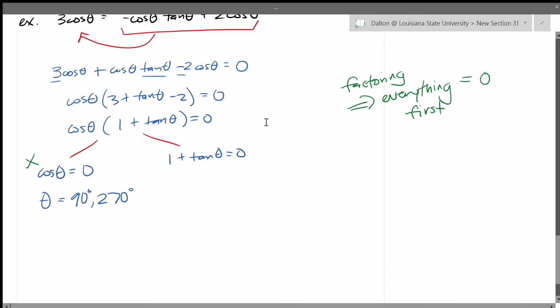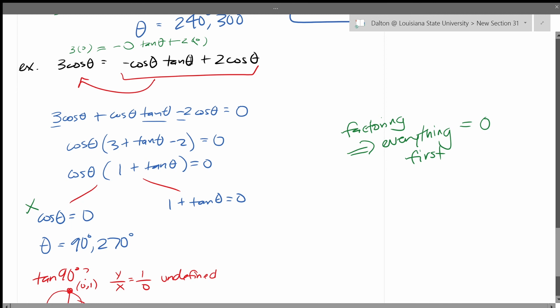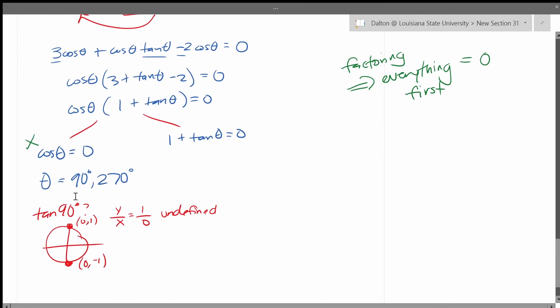Let's go ahead and talk about the tangent of these angles. What is the tangent of 90 degrees? Tangent is slope, or also y over x. So at 90 degrees, on my lovely unit circle here, the coordinate is 0, 1. If I do y over x, I get 1 over 0, which is undefined. And at 270, I get the same thing because it's just a negative 1. So even though cosine of theta equal to 0 is a valid choice for cosine, unfortunately, it's not a valid choice for the tangent value in the original equation. Tangent of 90 is undefined because it gives you division by 0 in the actual calculation of the value.